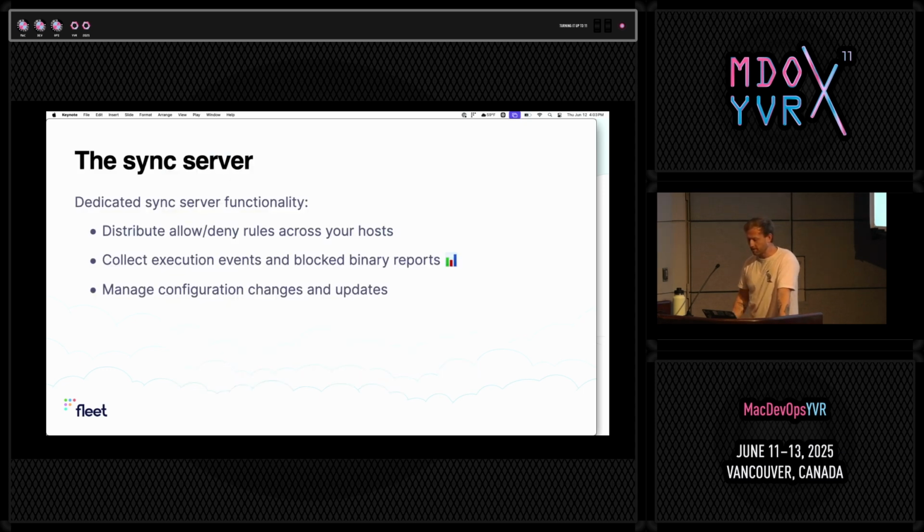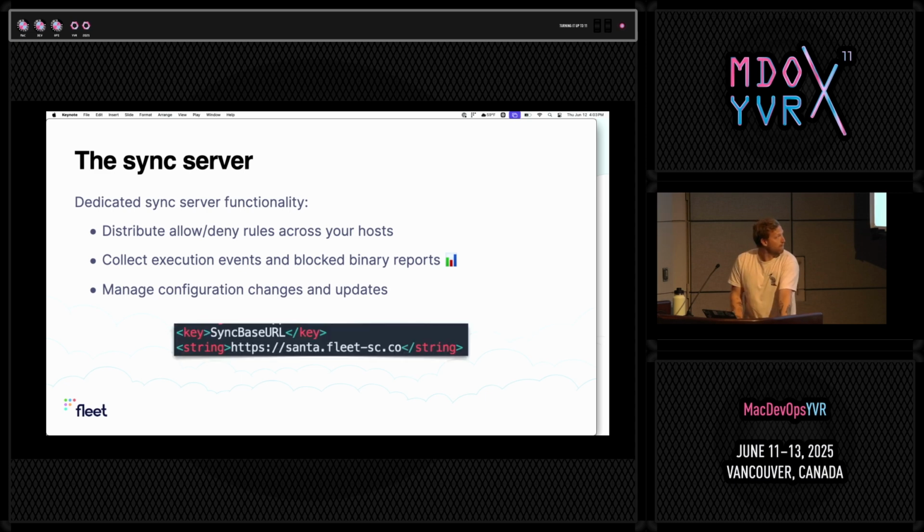So talking about the sync server, it serves three primary purposes. It allows you to distribute those allow and deny rules across all of your hosts. You can collect execution events and the blocked binary reports, and then you can manage those changes and updates. And what you see there is just how that's defined in the configuration that's sent to your devices.